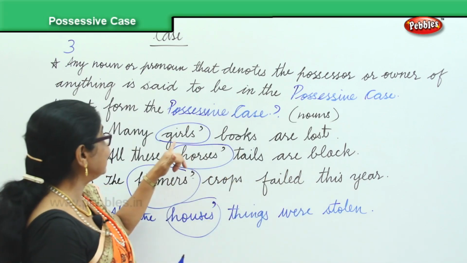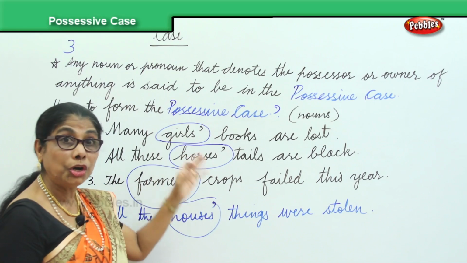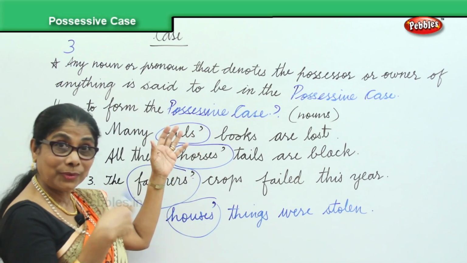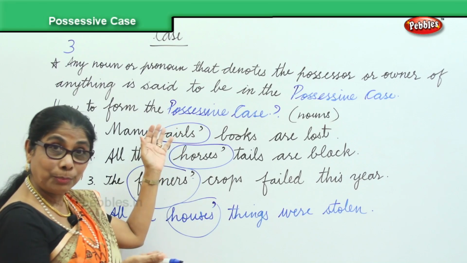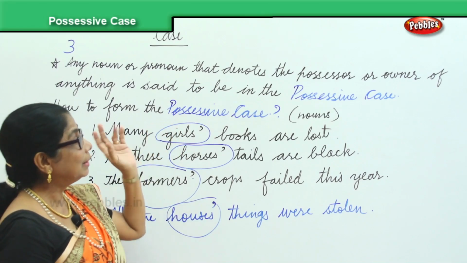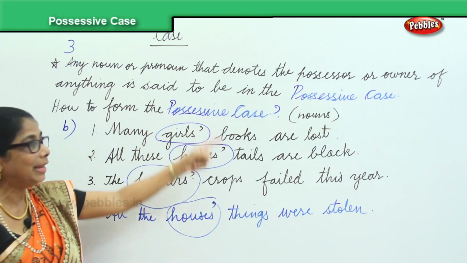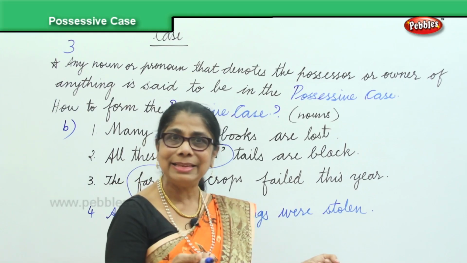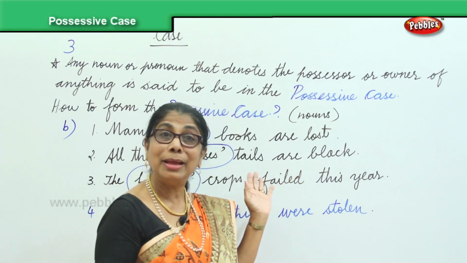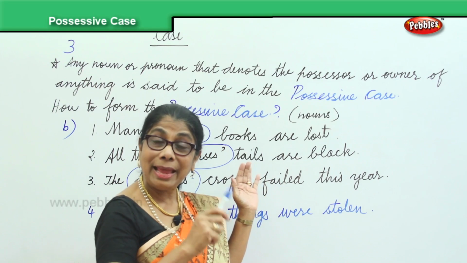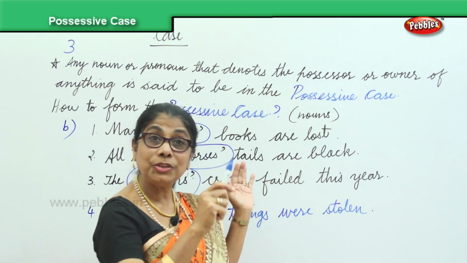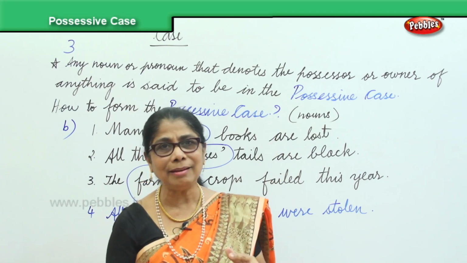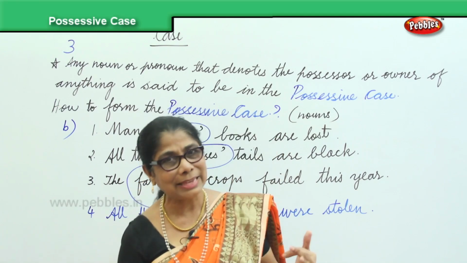In this case, it is plural, girls. Many girls or all the girls. Apostrophe comes outside. Plural noun. So, there are two ways of forming possessive case. In the singular noun, the apostrophe, then the S is formed. In the plural noun, you put S and the apostrophe comes after the noun. The two is singular and plural possessive case.